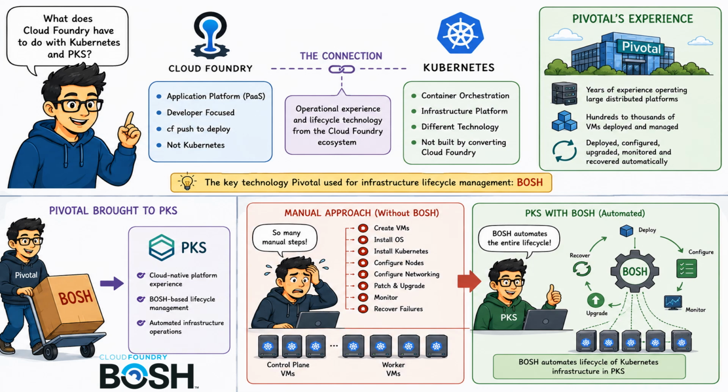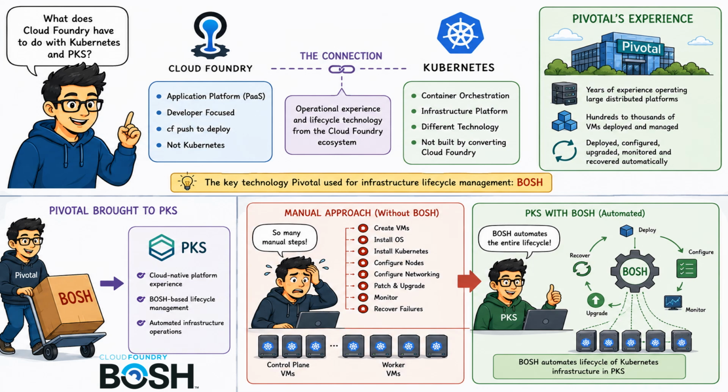The reason is Pivotal already had many years of experience building and operating large Cloud Foundry environments. To manage those Cloud Foundry environments, Pivotal was using an open source technology called BOSH. BOSH was used to create virtual machines, configure them, monitor them, upgrade them, and recreate them when they failed. So Pivotal already had experience using BOSH to manage a large number of infrastructure virtual machines.